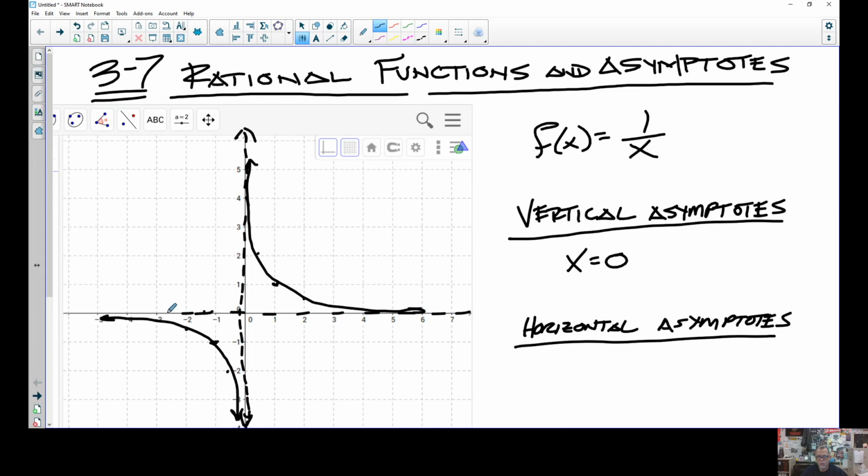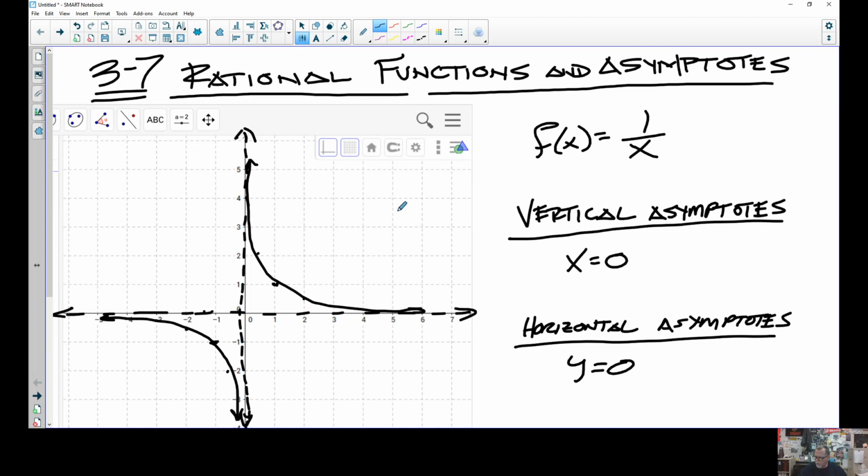And what's happening as we look at 1 over x, as x gets really big, as we look at the end behavior, as we've discussed before, it's approaching 0 as x approaches infinity. As x approaches negative infinity, it's also approaching 0. So as we look at the end behavior of this graph, if it approaches a single value, that is a horizontal asymptote. A true horizontal asymptote will always be y equals, and in this case, y equals 0. So these are your two basic asymptotes for this graph.